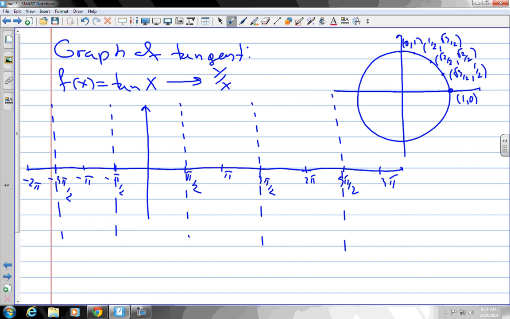How about the x-intercepts? The x-intercepts occur when the numerator equals 0. Since tangent is y over x, the graph of tangent will cross the x-axis when y equals 0. But y on the unit circle. This is the hard part, to distinguish between the y on the unit circle and the y on the graph. Those are different y's. Okay? So when is the y on the unit circle equal to 0? 0, pi, 2 pi, 3 pi. So it's multiples of pi. Right? So we will have x-intercepts at the multiples of pi. Okay?